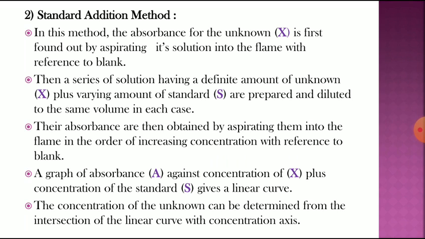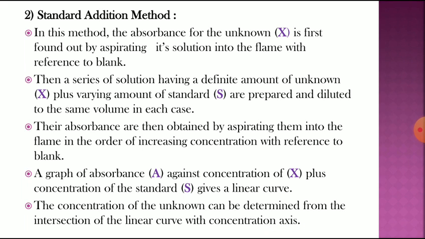As with the unknown sample solution, the above solutions also have to be kept into the AAS and their absorbance measured. Then a graph of absorbance A against concentration of X plus concentration of the standard solution gives a linear curve. The concentration of the unknown can be determined from the intersection of the linear curve with the concentration axis.